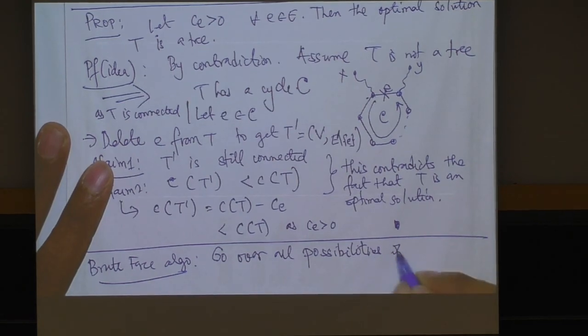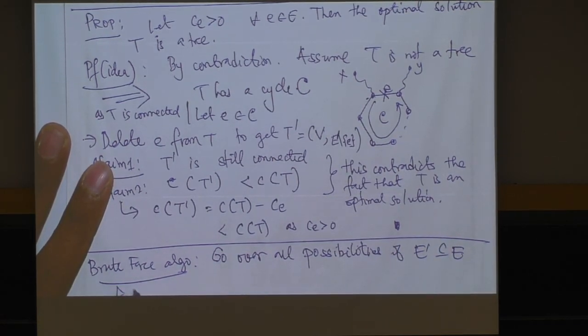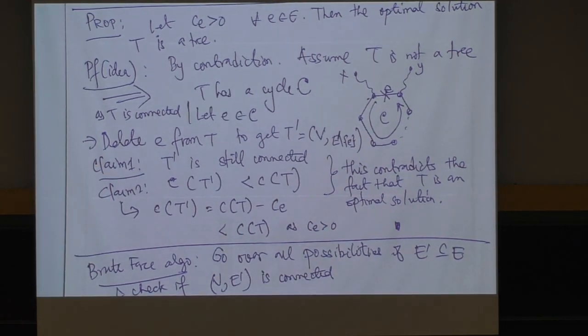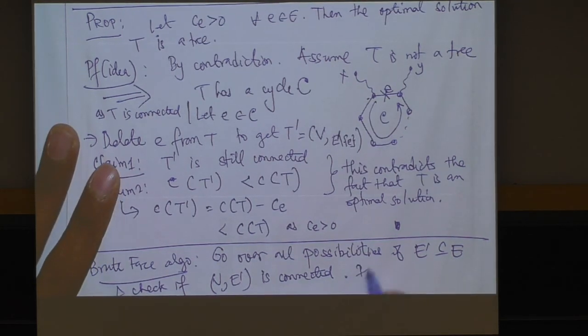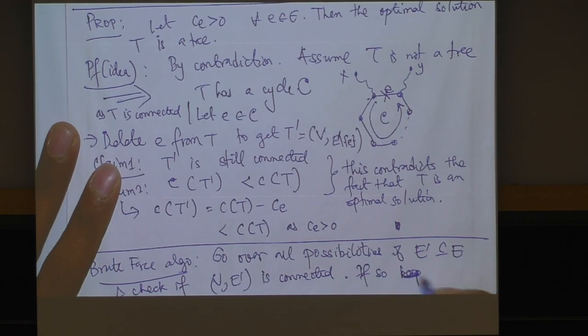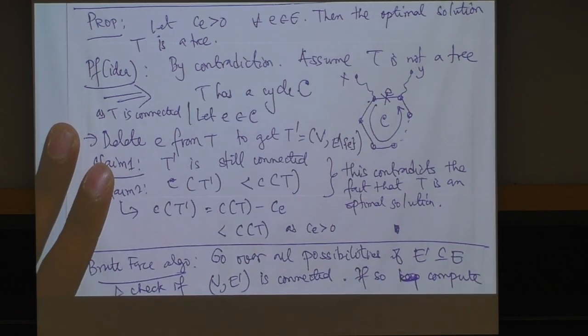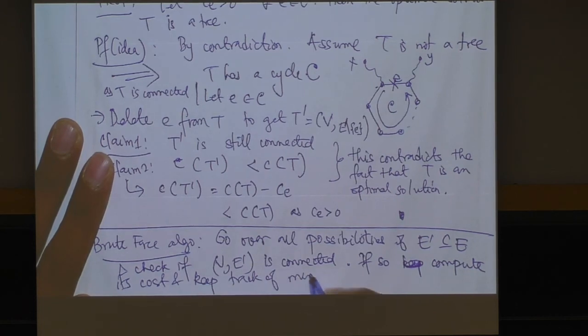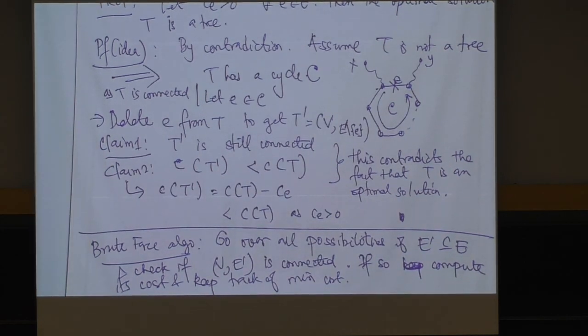So the brute force algorithm is: go over all possibilities of subsets E prime of E and check if the set of edges E prime connects all the vertices. If so, compute its cost and keep track of the minimum cost. So this obviously will work.